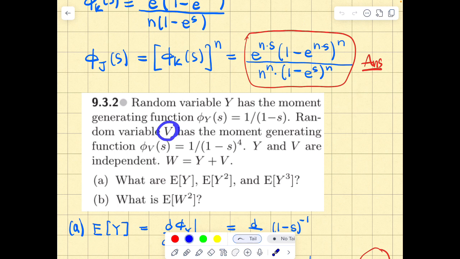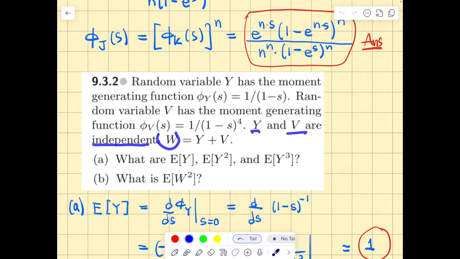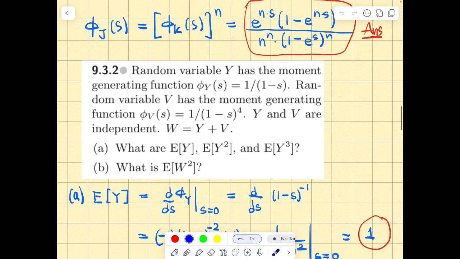The other random variable V has MGF phi V equal to 1 over (1 minus s) to the power 4. And we know that Y and V, these two random variables, are independent from one another. We define the sum, which is random variable W. At the end, we want to find the second moment of W, or the expectation of W squared. Now, if we know the moment generating function of W, then this is straightforward. But before we get to part b, we do part a.